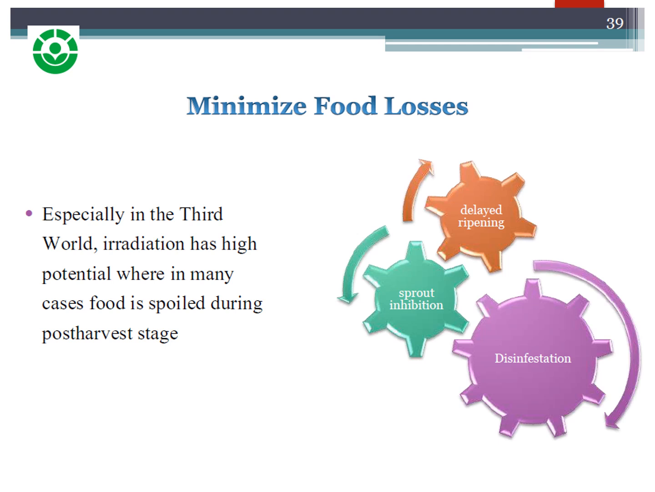Minimize food losses. Especially in the third world, irradiation has high potential, where in many cases food is spoiled during the post-harvest stage. So food preservation, delayed ripening, sprout inhibition, disinfestation. These are the main advantages of food irradiation.